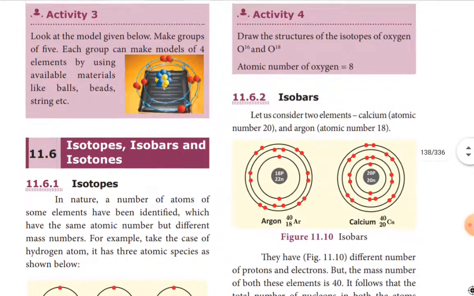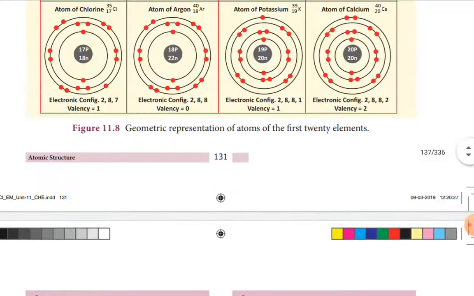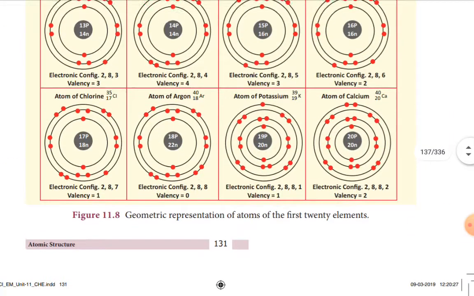So you have to go through this geometrical representation of atoms for the first 20 elements. And the previous lesson, I think already finished, and classwork written. Get ready with the classwork and prepare well. And for the first lesson, you will be given one objective test. Get ready for the test.